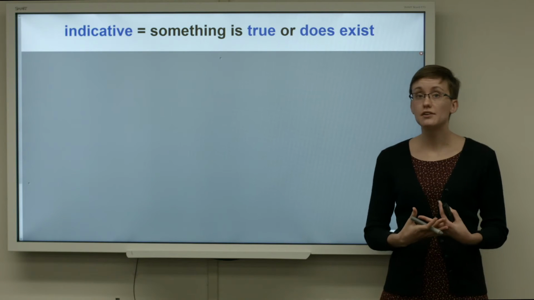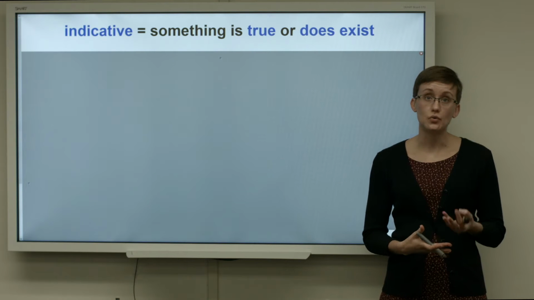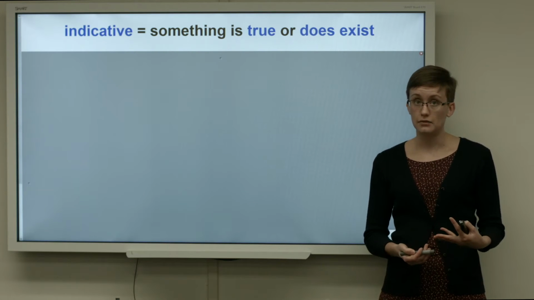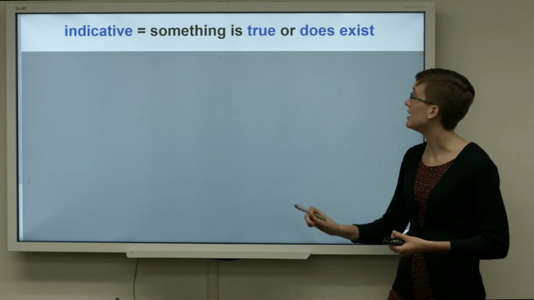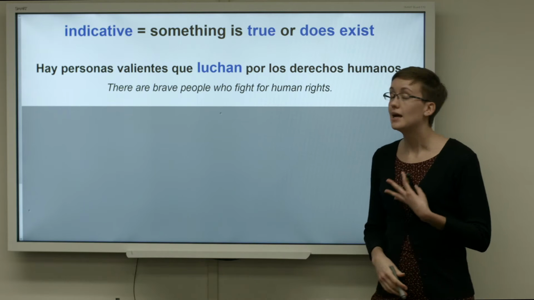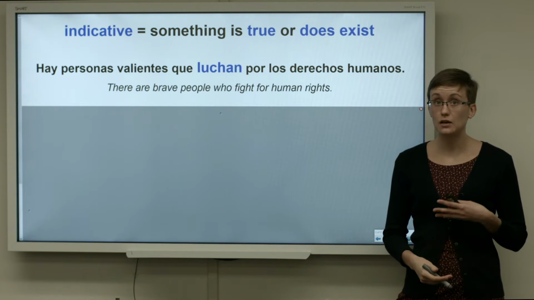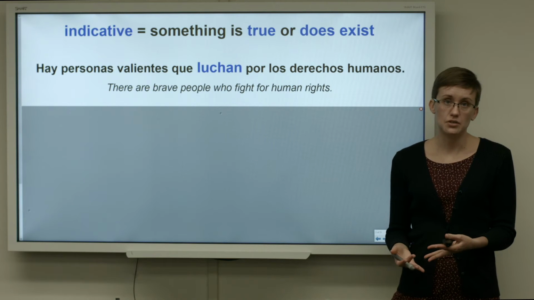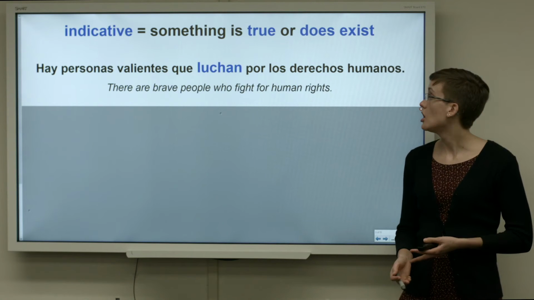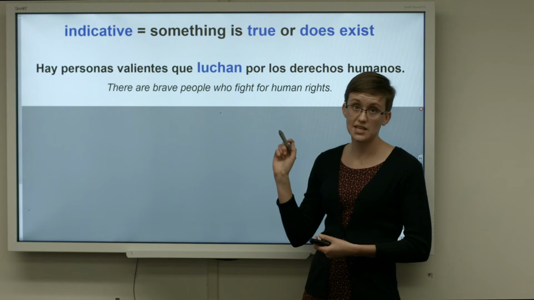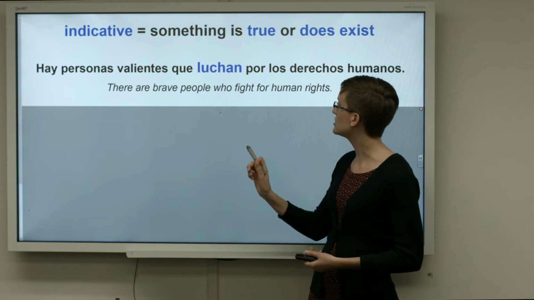So, if we are speaking about something that we know is true or that we believe does exist, we use the indicative form of the verb that we use with the adjective clause. For example, if we say, hay personas valientes que luchan por los derechos humanos, we believe this statement is true. It's not in question. So, with our adjective clause que, we are going to use the indicative form of the verb luchan.